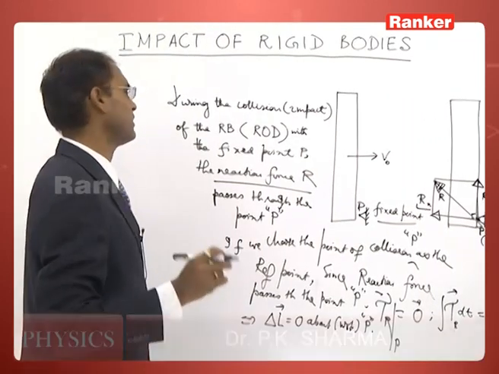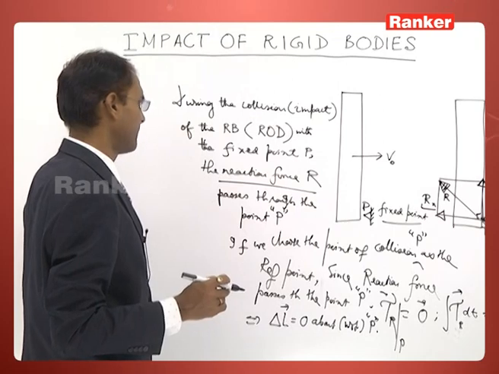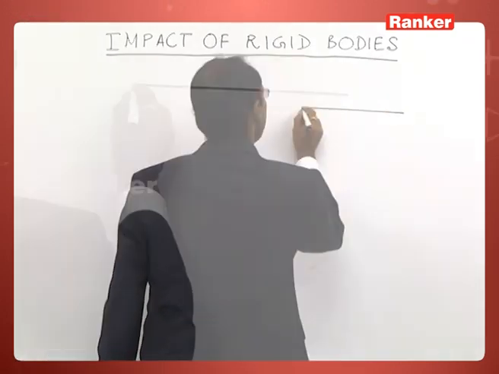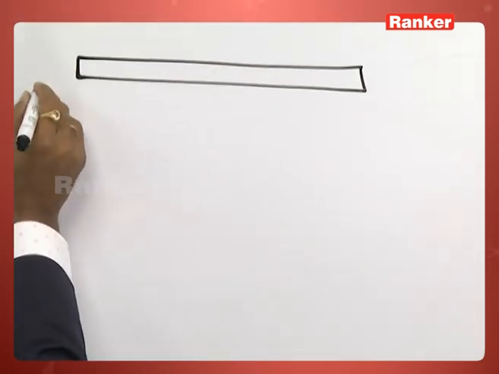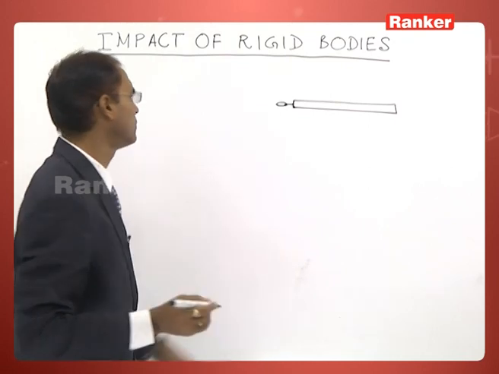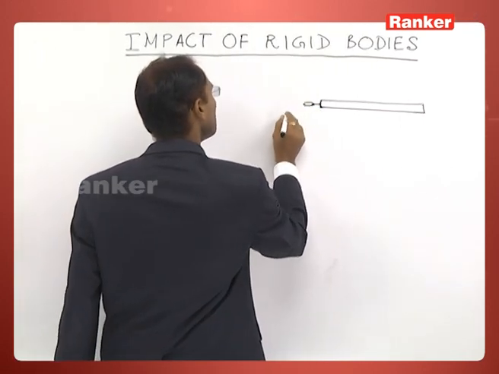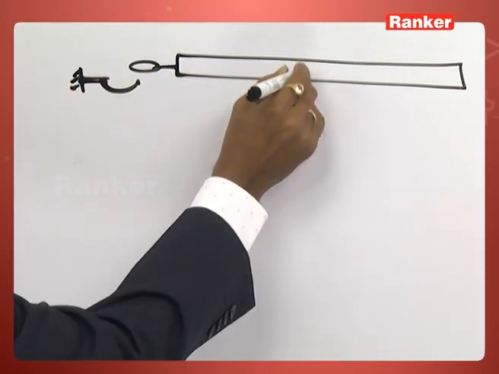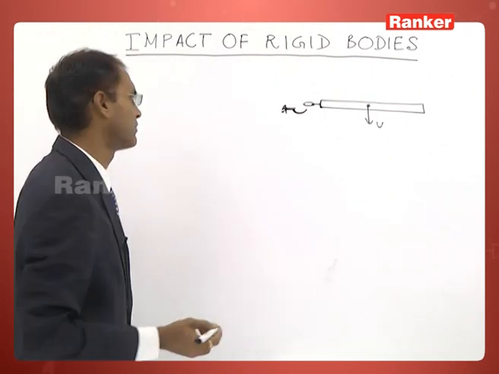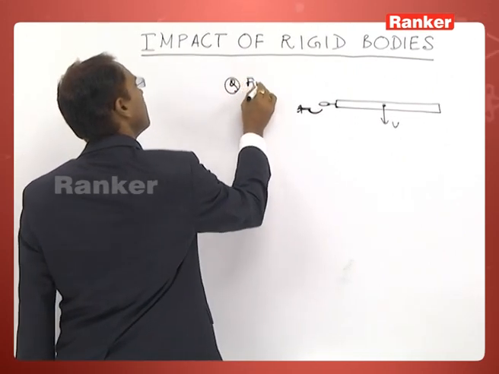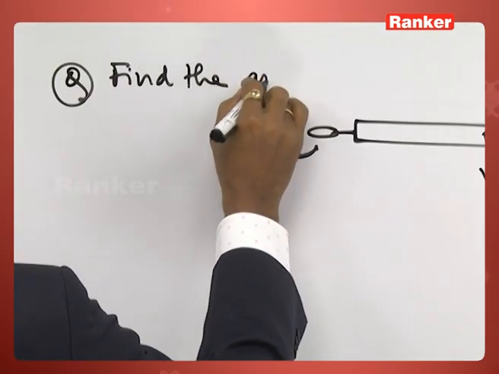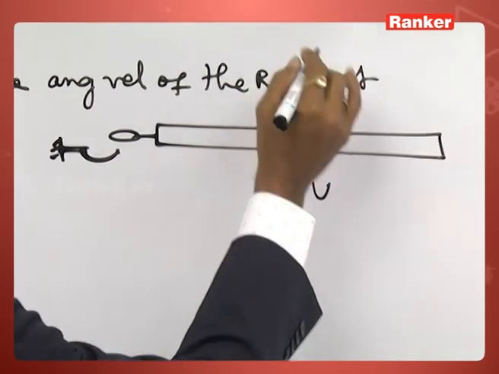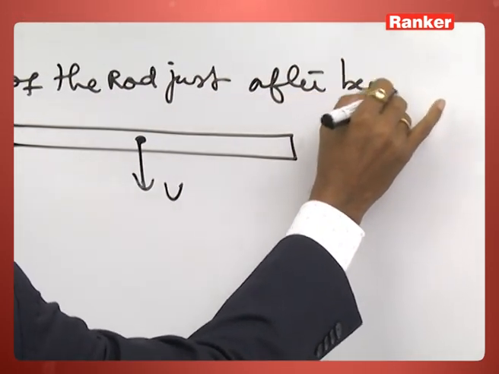Let us take a simple example for this. The example is the same rod, fitted with a hook or fitted with a ring, falling with velocity v. Find the angular velocity of the rod just after being hooked.